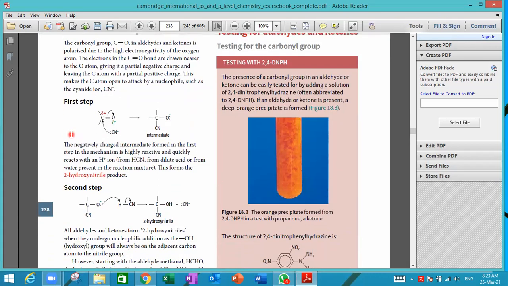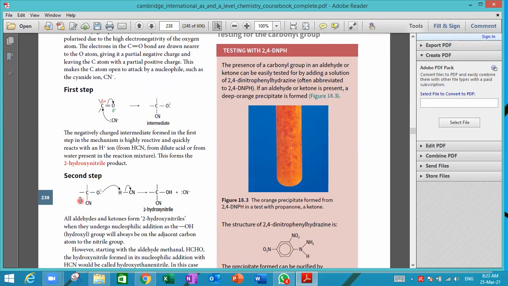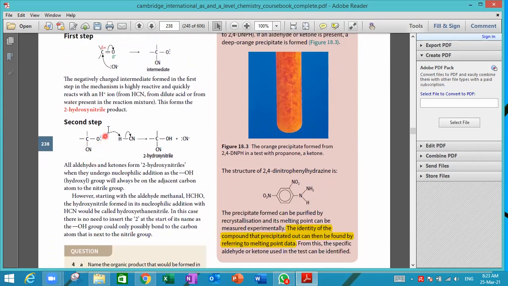Now, as I told you for the mechanism, this is the C double bond O, then the lone pair on the carbon atom of the cyanide ion will attack the partial positive carbon, and this bond will be broken, forming the oxygen lone pair of electrons, which is negatively charged. And then this lone pair of electrons will attack the H positive of the hydrogen cyanide to form the 2-hydroxynitrile. Of course, the cyanide ion comes out as it entered at the beginning.